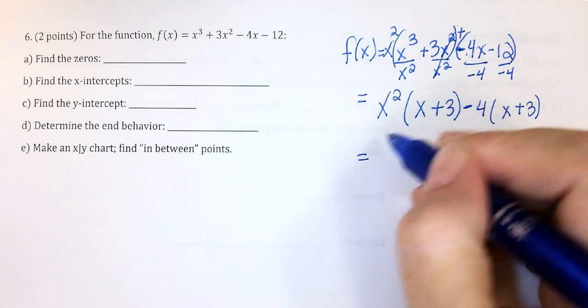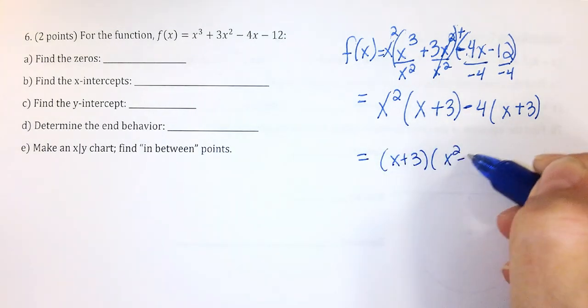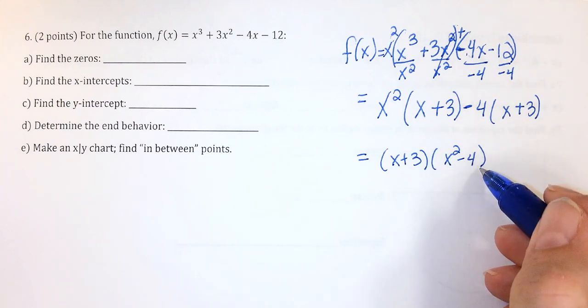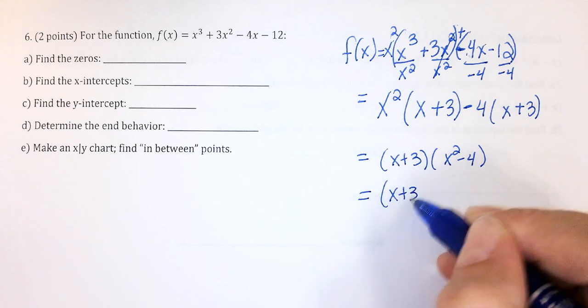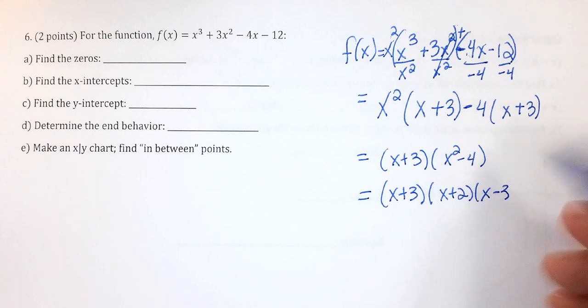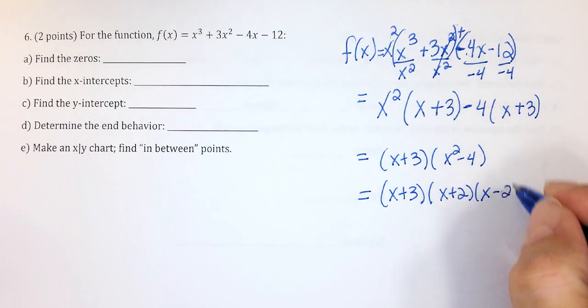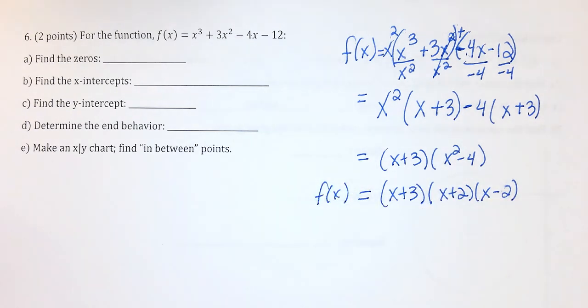Now our new factored form is x plus 3 and x squared minus 4. We can see that this can factor even more because this is difference of squares. So this can factor into x plus 2 and x minus 2. This is our completely factored form.